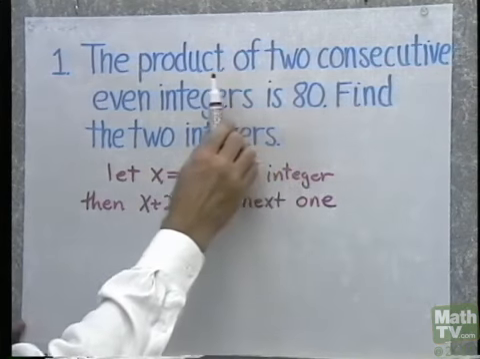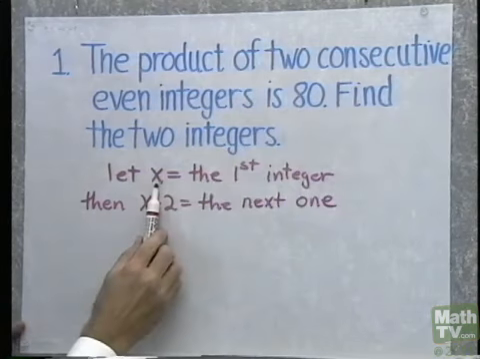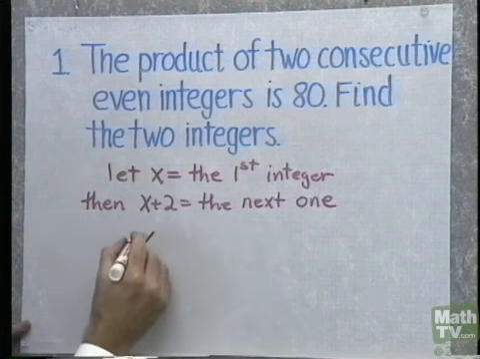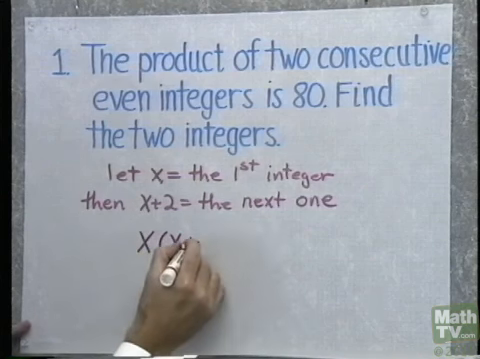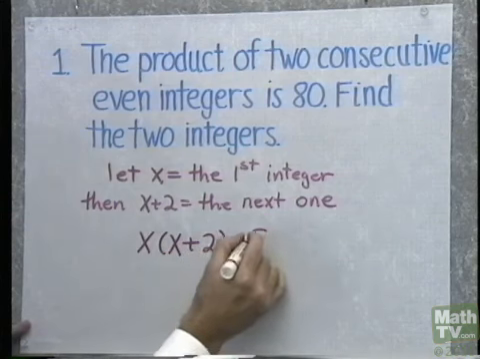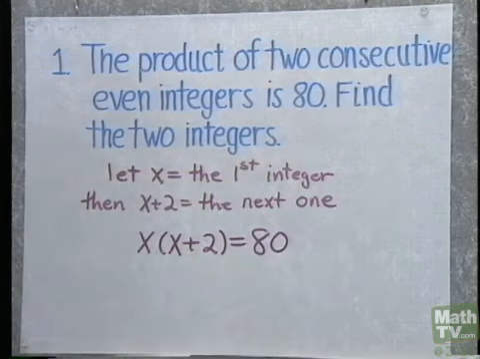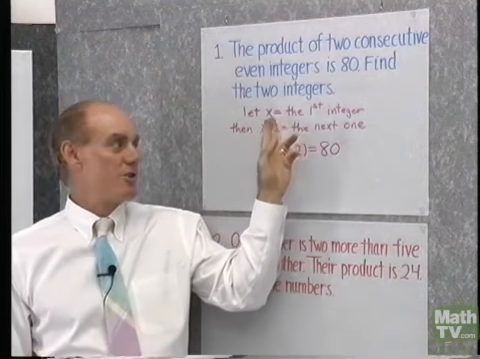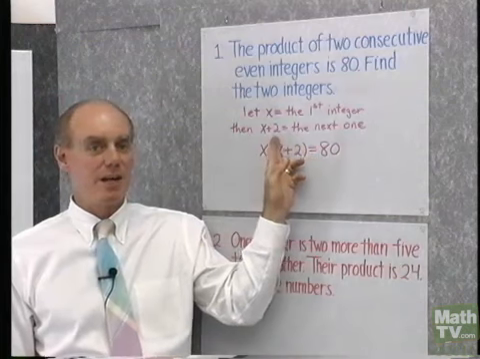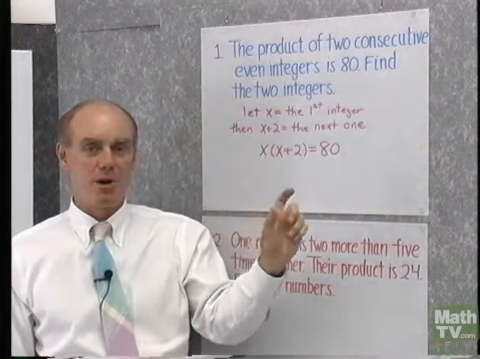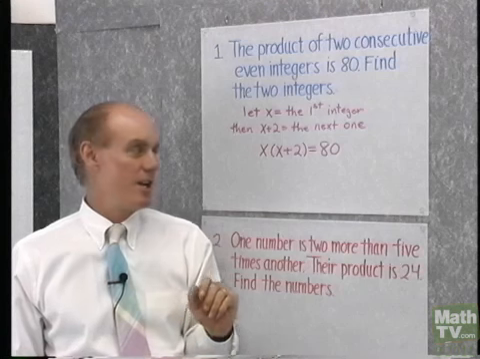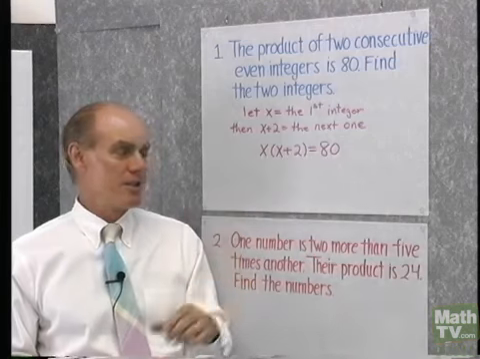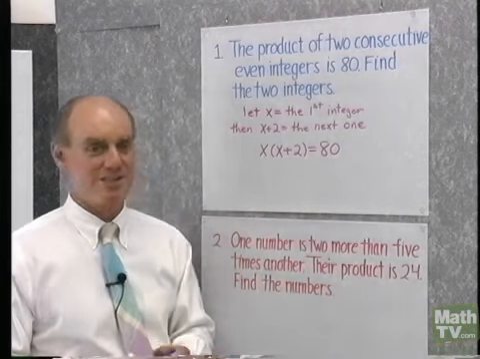Now, their product is 80. So here's the first integer, here's the second integer, and their product is 80. Well, their product is what I get when I multiply them. X times x plus 2 is equal to 80. So as far as setting up the equation, we let x equal the first integer, then we write the next integer in terms of x, then we reread the problem and find out that the product of these two consecutive even integers is 80. So we write an equation that describes that situation. The rest of this now is simply solving that equation, which we'll do next.